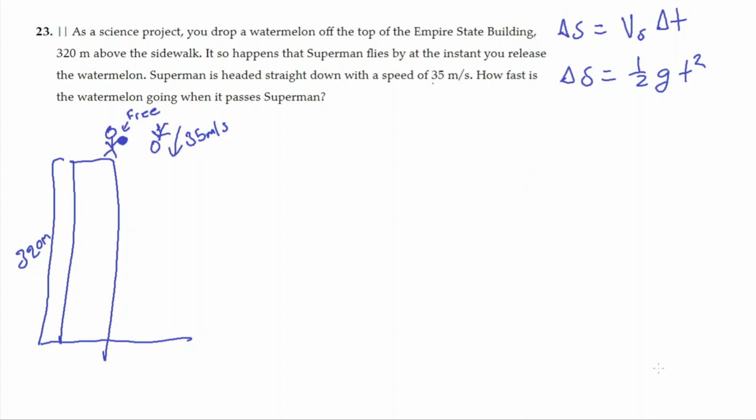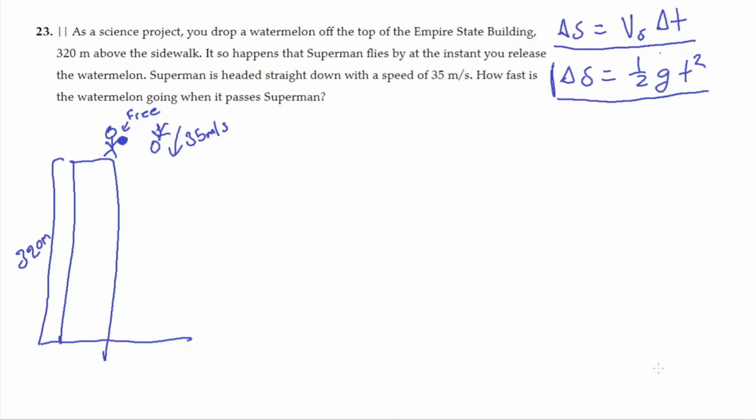So how can we figure out how fast the watermelon is going when it passes Superman? Now, there are some things to know here. When the watermelon passes Superman, their positions are going to be the same. So delta S is going to be the same. How can we set two equations equal to each other in order to find the time at which the watermelon passes Superman? If you remember, delta S is equal to velocity times time, delta t, and then delta S is equal to half gravity times t squared.